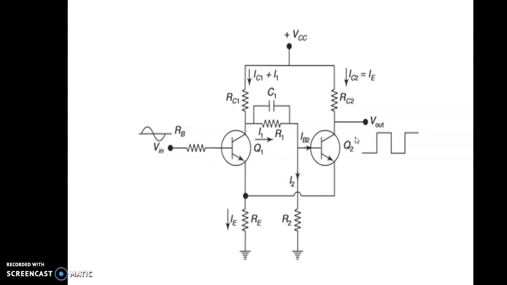Transistor Q1 will continue to conduct till the input voltage crosses the lower trigger level. The lower trigger level is when Vin is less than or equal to VBE1 plus VRE. Because of this, the transistor Q1 will be in off condition and the collector voltage starts decreasing.